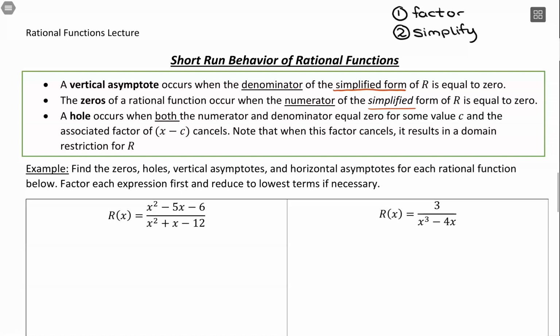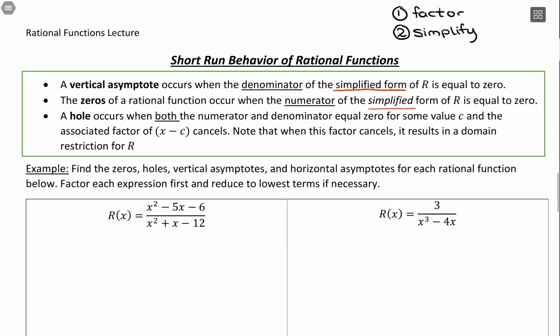Now, a new piece is looking at holes on the graph. So there can be these little holes on our function where our function's undefined. It isn't making a vertical asymptote though. So this is going to become apparent in these first two steps that we do. When we factor and then simplify, these factors that we cancel out, those are the spots where holes are occurring.